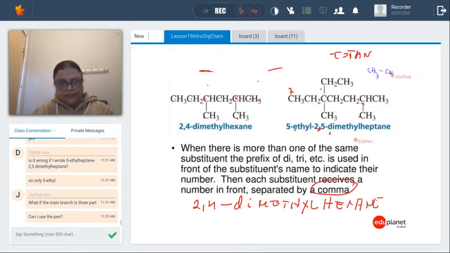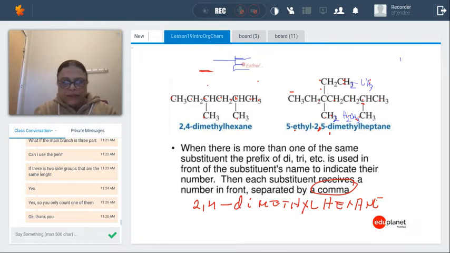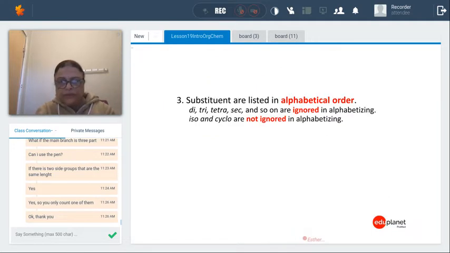If the branching has 3 carbons, okay, so the question is, if I understand you correctly, what? All right, so let's continue.